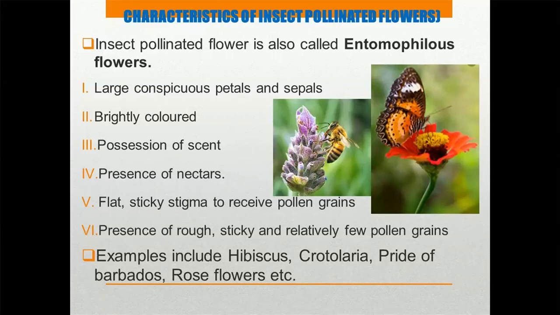Number 3, possession of scent. They scent very nicely. Number 4, presence of nectar, responsible for the scent. Number 5, they have flat, sticky stigma, which help them to receive the pollen grains easily. Number 6, they have rough, sticky, and relatively few pollen grains. Examples of such flowers, we can have hibiscus, crotalaria, pride of Barbados, rose flowers, and so on. So take note. Common ones: brightly colored, they have scent, they have nectar, they are large and conspicuous. They have large and conspicuous petals. Common one in case of your examination.